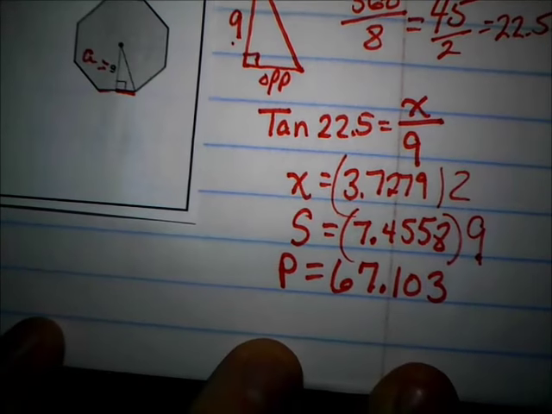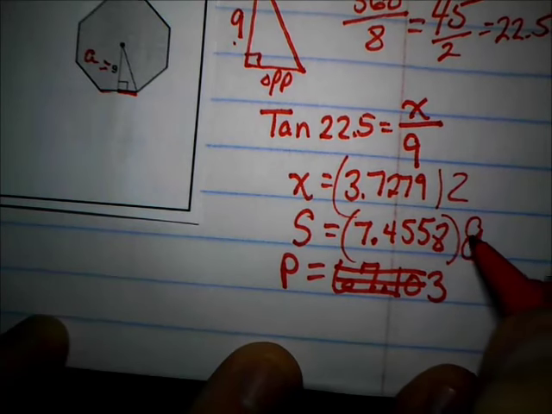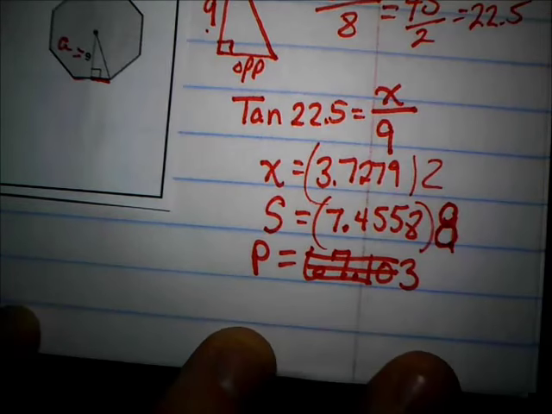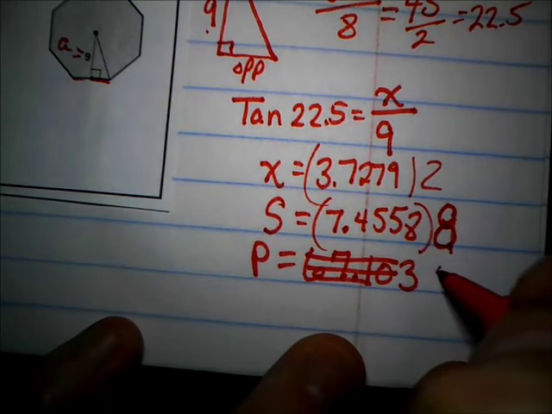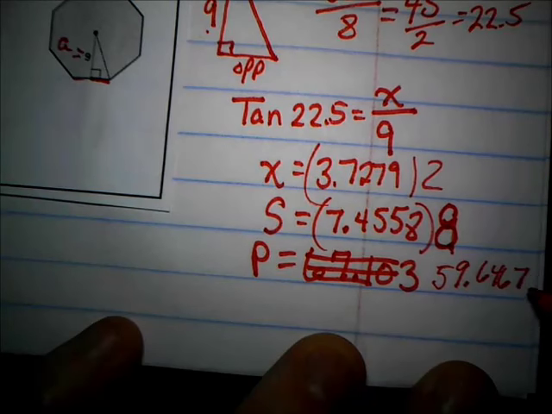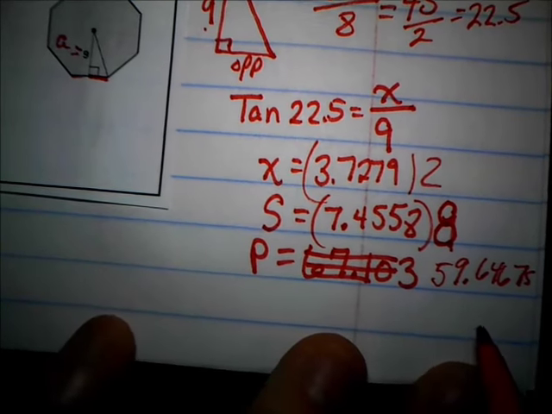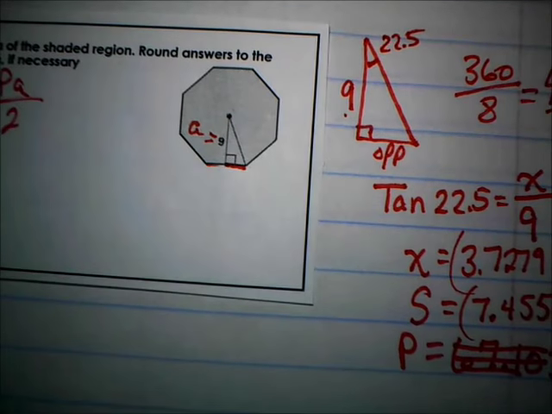Oh, I messed up. Hang on. I just saw it. I don't have 9 sides, I have 8 sides. So I'm going to take that 7.4558 and multiply it times 8 to see that my perimeter is actually 59.6467 roughly. I'm going to take that number and multiply it times my apothem, which is a 9, and divide by 2.